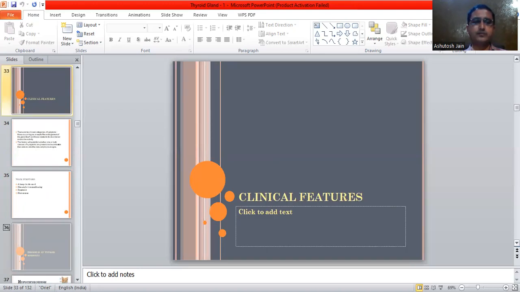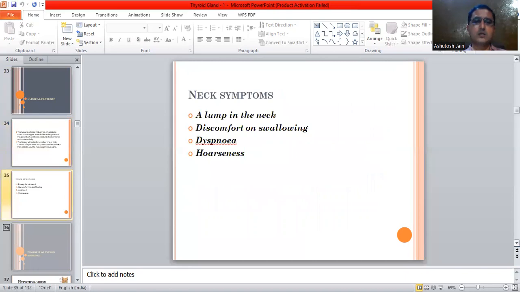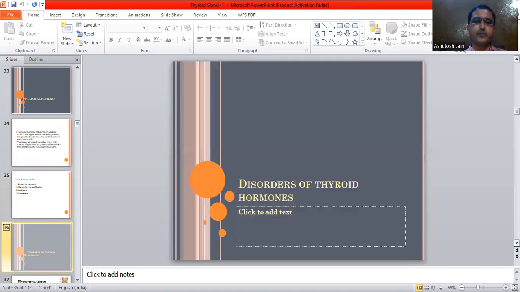Clinical features. There are two broad categories of symptoms: those occurring as a result of the enlargement of the gland itself and those related to its disordered endocrine activity. The history will establish whether one or both classes of symptoms are present, and examination then aims to elicit the relevant physical signs. Next, symptoms: lump in the neck, discomfort on swallowing, then dyspnea and hoarseness.